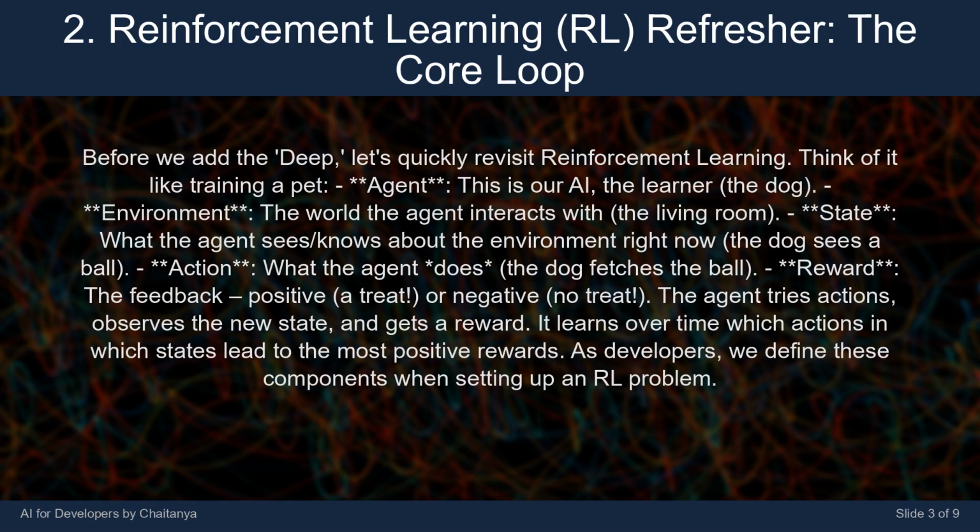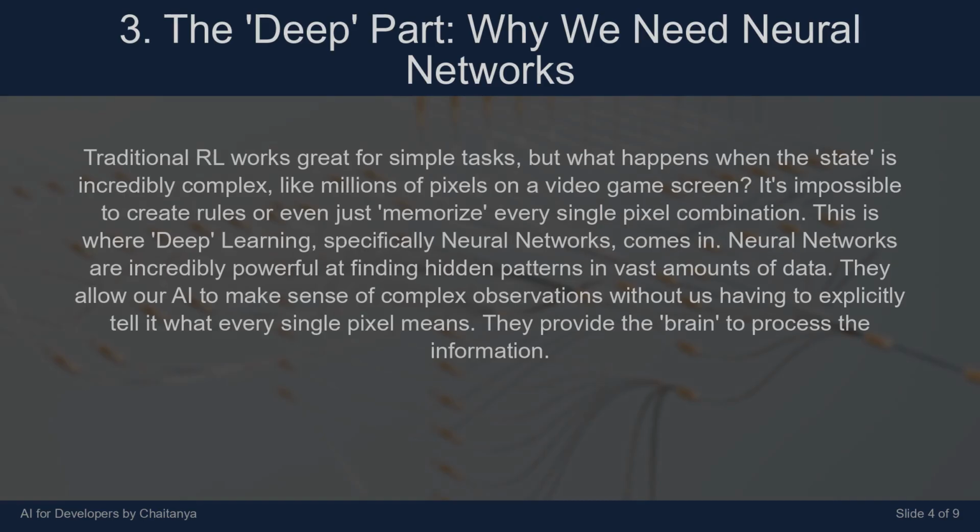The agent tries actions, observes the new state, and gets a reward. It learns over time which actions in which states lead to the most positive rewards. As developers, we define these components when setting up an RL problem. Traditional RL works great for simple tasks. But what happens when the state is incredibly complex? Like millions of pixels on a video game screen? It's impossible to create rules or even just memorize every single pixel combination.